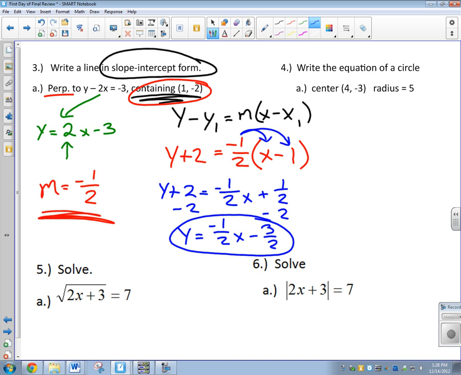Why did I do what? Just because. Deal with it. Questions on this? This is probably, again, the most annoying question on the review. Just understand you're going to use the point slope formula, so you've got to get to that point.